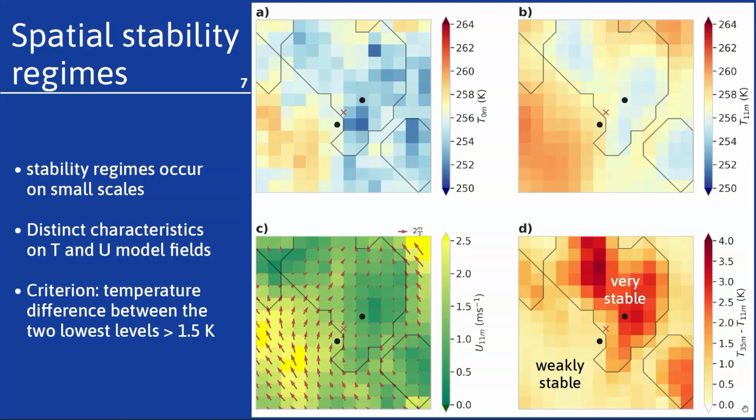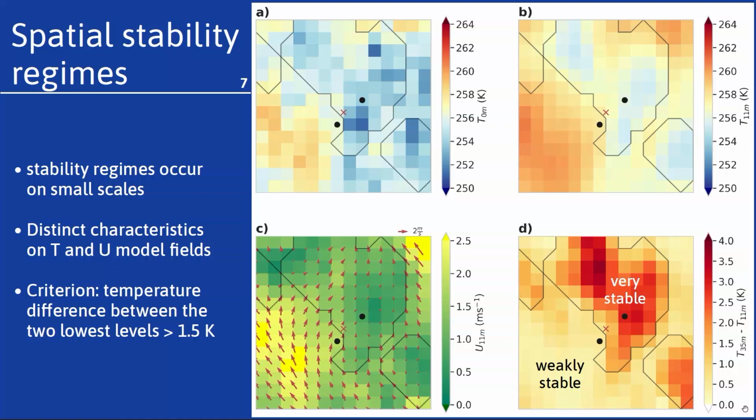So the very stable case is affiliated with colder surface and near surface temperatures, weak wind speeds, and pronounced inversion strength. Whereas the weakly stable case is affiliated with warmer temperatures, stronger wind speeds, and an absence of inversion strength. And you can also see the small spatial scales and the importance of that, because in this particular case, you can see again the measurement site or the mast in Sodankylä with the X, and the stability regimes are basically directly located on the border.